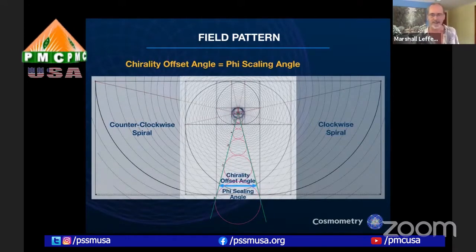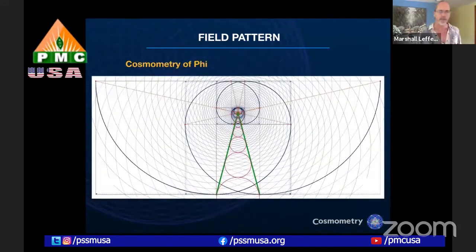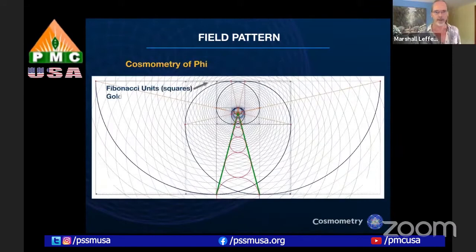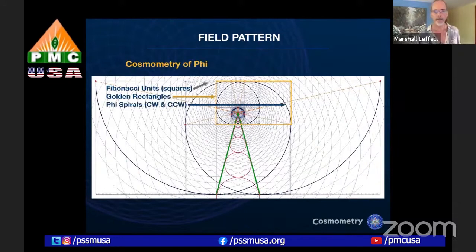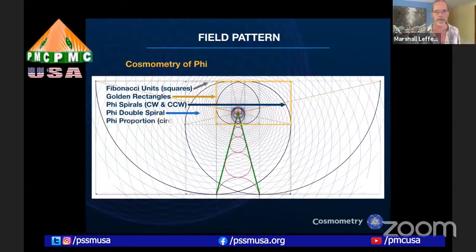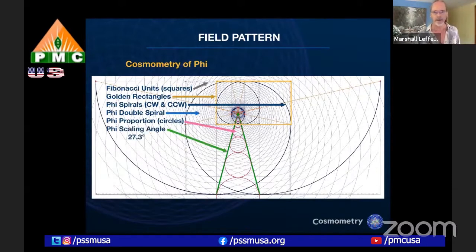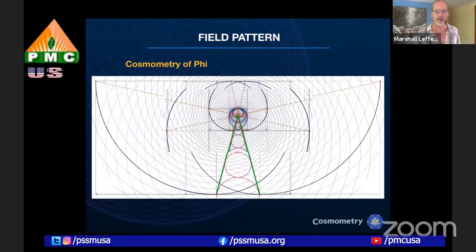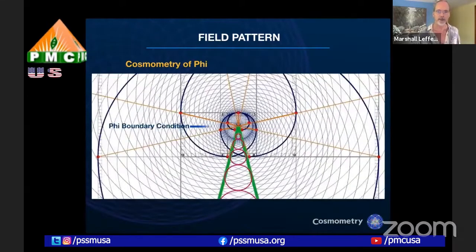Phi scaling angle, there it is. And so within this one blueprint now, we have the Fibonacci units, the little squares. We have the golden rectangles. We have the phi spirals themselves. Then we have the phi double spiral field pattern. We have the phi proportions of the circles. And we have the phi scaling angle. And actually, when we zoom in to the center, we once again highlight that we also have the phi boundary condition.